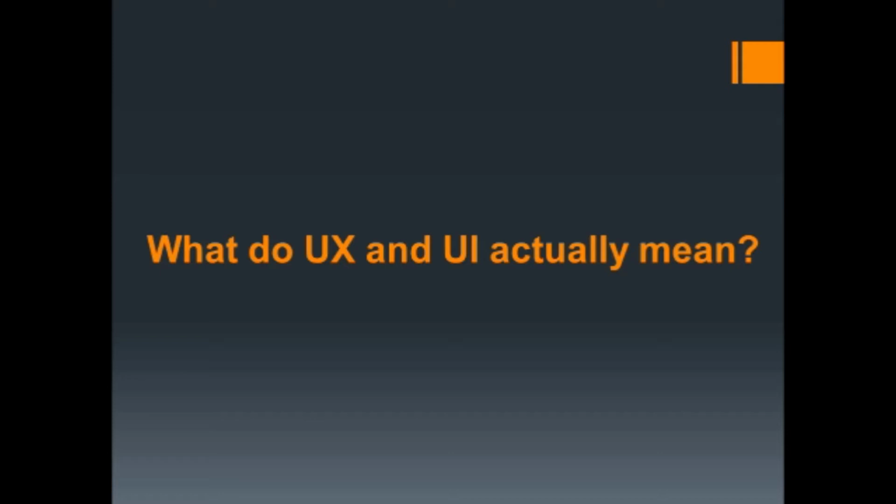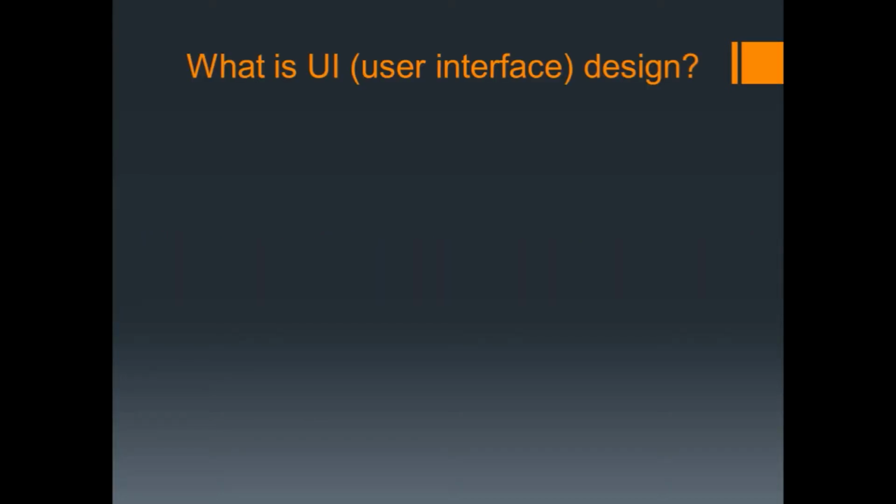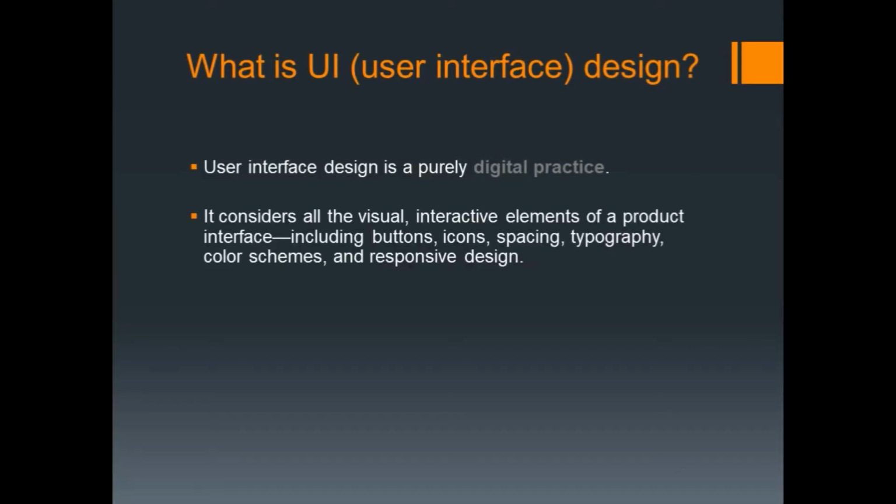So let's get started. First, we will see what is UI and UX. UI, or UI design, stands for User Interface Design. User Interface Design is purely a digital practice. It considers all the visual, interactive elements of a product interface including buttons, icons, spacing, typography, color schemes, and responsive design.